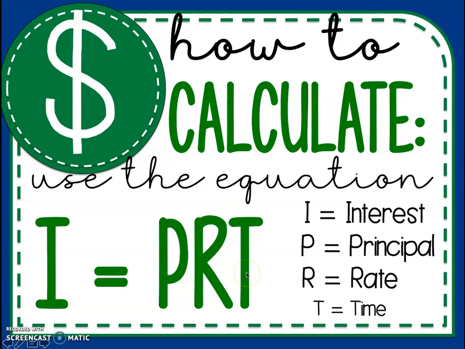And then T is time, and we're going to calculate time in years. So on some of these examples, it might have it in months, and you'll have to convert that to years. Okay. I is interest, P is for principal, R is for rate, and T is for time. So our equation says I equals PRT. You'll notice that the P, the R, and the T are all side by side. All of those variables are side by side. We know that if a variable is right next to another variable, then it tells us that we're going to multiply. So we're taking the principal times the rate times the time.